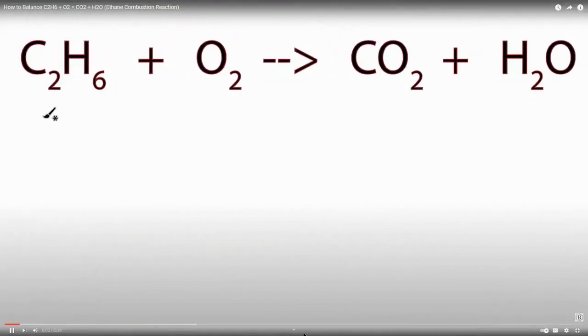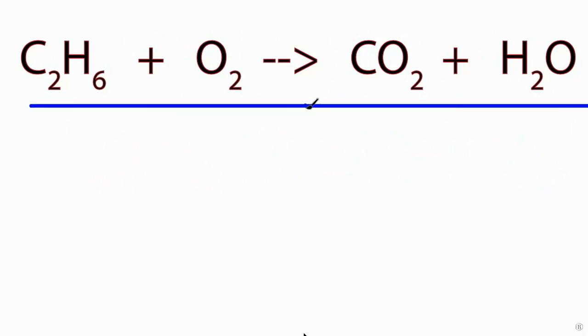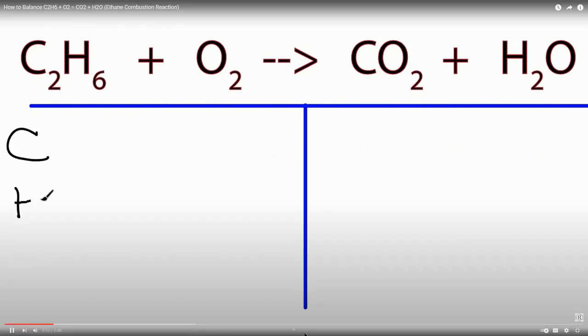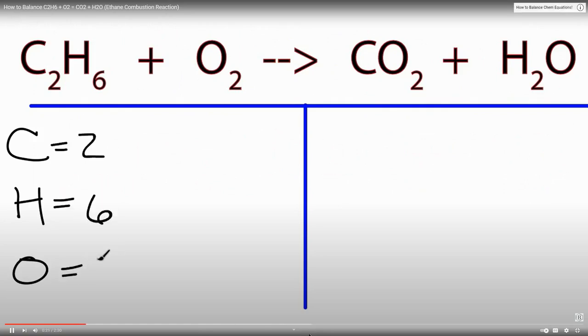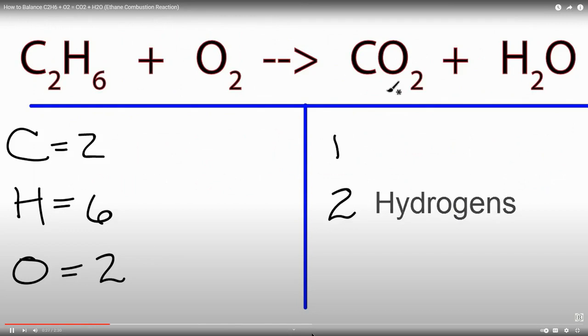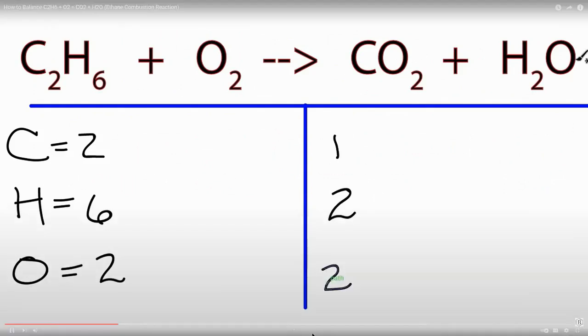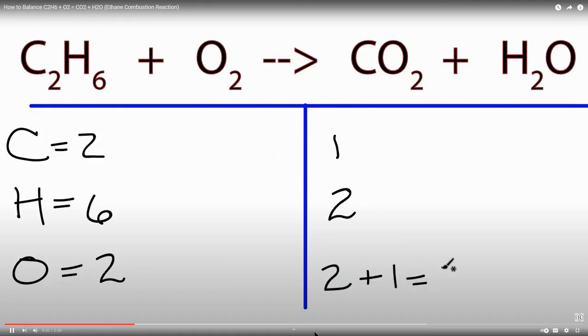Okay, to balance this combustion reaction, we'll first draw a table so we can account for all of the atoms. On the reactant side, we have carbon, hydrogen, and oxygen atoms, and we have 2 carbons, 6 hydrogens, and 2 oxygens. On the product side, we have only 1 carbon, we have 2 oxygens here, but we also have 1 over here with the water. So we have a total of 3 oxygens.